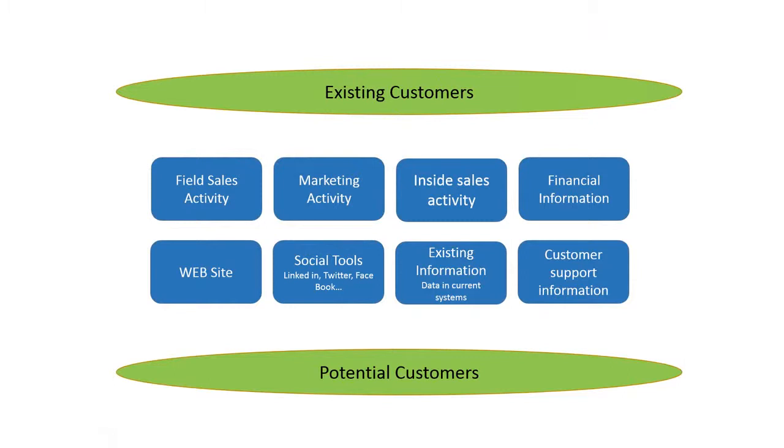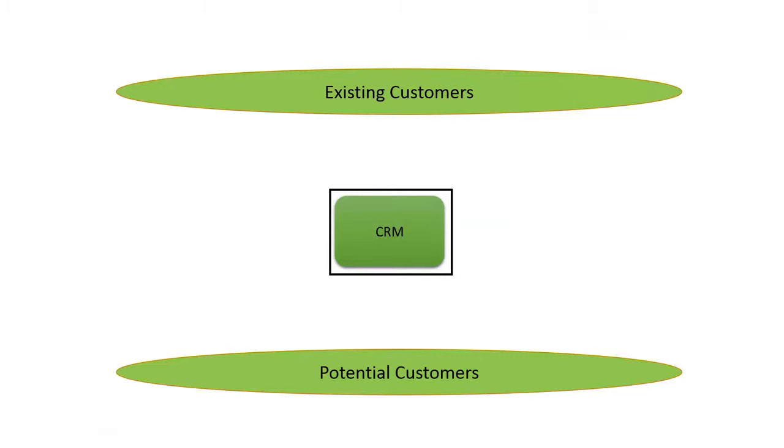The interesting thing, what sits in the middle between winning business from existing customers and landing new ones, is all of this information that we have access to. There's field sales activity happening every day, marketing activity, inside sales activity, and people visiting your websites. There's people visiting your social tools like LinkedIn, Twitter, Facebook, and all the various ones out there today. And then you have information about existing customers sitting in your current database systems. You have information in your financial system about what customers are buying and how they're paying, and you have customer support information. So all of these different points of data are pieces to the puzzle that make your sales process more effective, and it's really important to harness them all.